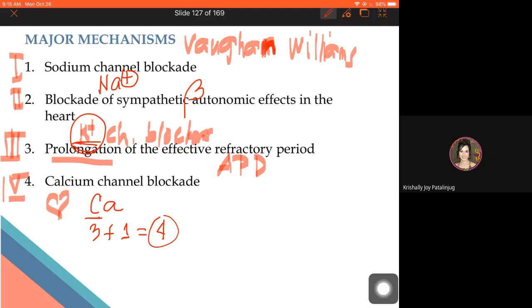Now, what are the general properties of the antiarrhythmics? For the general properties, first up, let us have class 1. Since they are said to be sodium channel blockers in general, but not all, there are certain exceptions. So in general, the first property is that they can inhibit automaticity. For class 1 again, in general, these agents can inhibit automaticity.